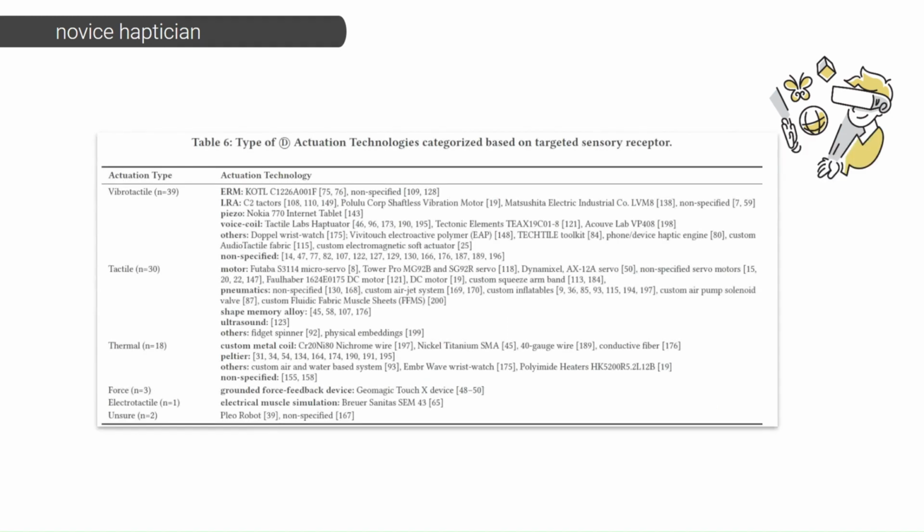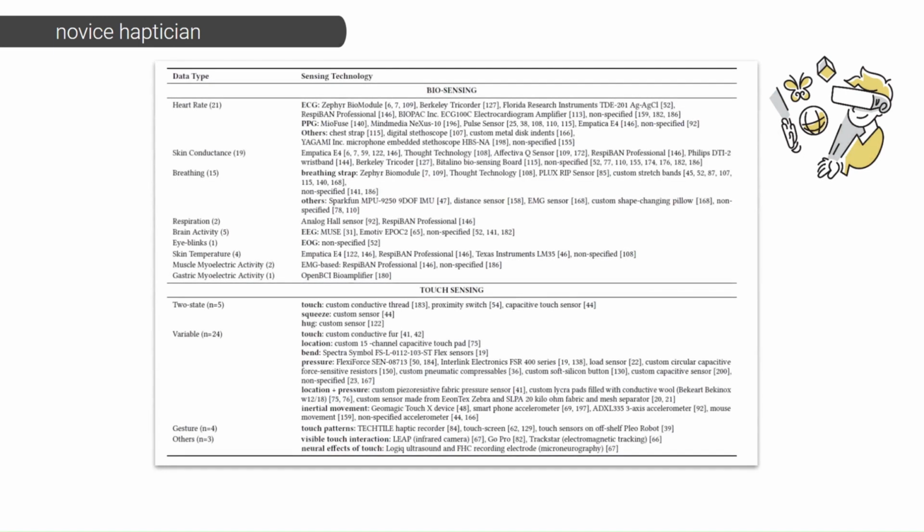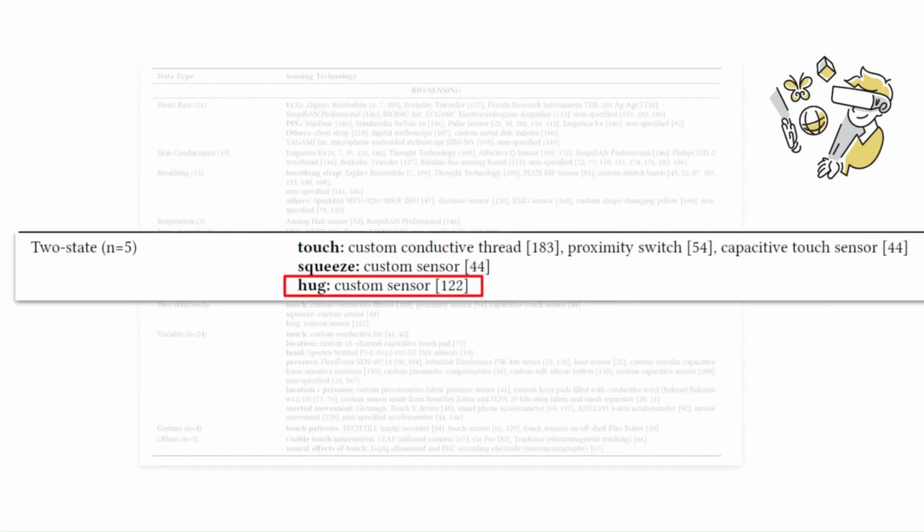And then you can browse through these very meticulously arranged tables to learn about different types of actuation and sensing technologies. And further, you can jump to the relevant cited paper and see how the researchers in this field have used it. And voila, you got a head start.